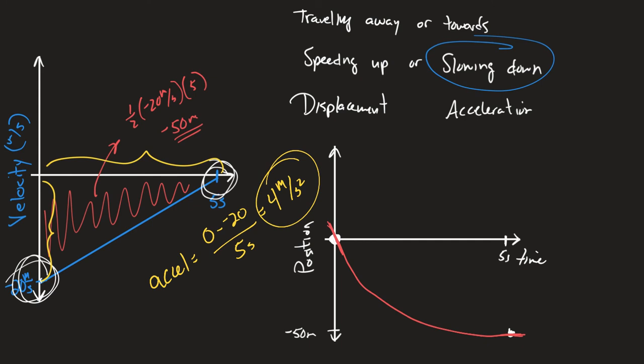Yes, sir? When we write acceleration, does it matter if we say meters per second squared or meters per second per second? Nope, doesn't matter at all. I will switch back and forth between them. When I type it, it's easier to write meters per second per second.